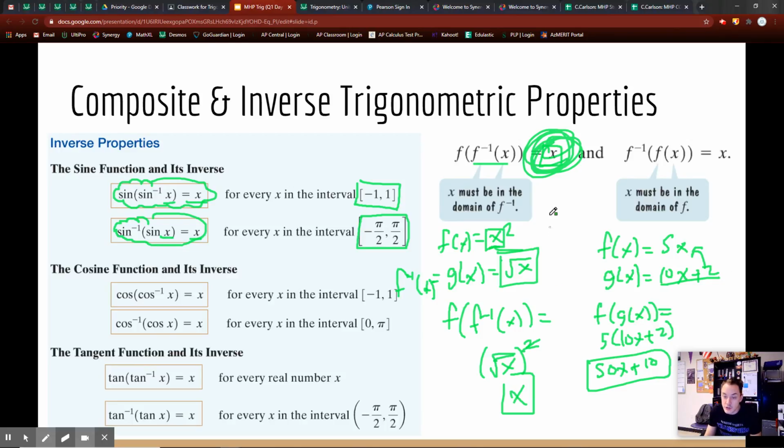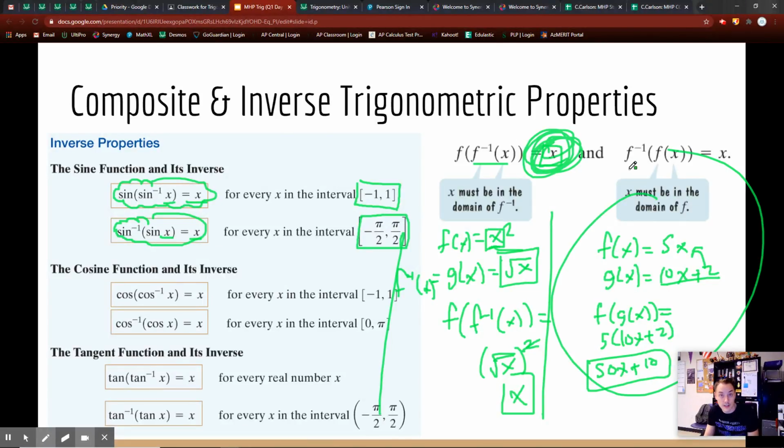Now, what I just showed you on this side is composition of inverses. This is just straight up composition. Okay, so there's a difference. We're going to be doing composition of inverses, and because we have to do composition of inverses, we have to abide by the restrictions.